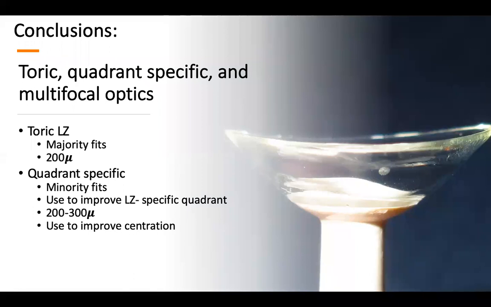For quadrant specific designs, these should be a minority of our fits. And we use them to improve the landing zone at specific quadrants when torque designs are unacceptable.